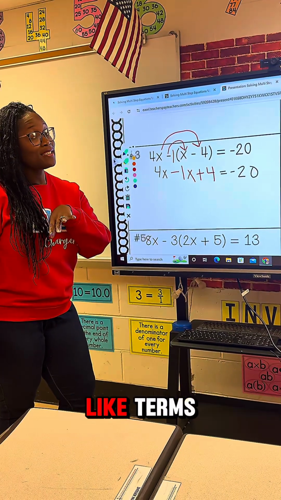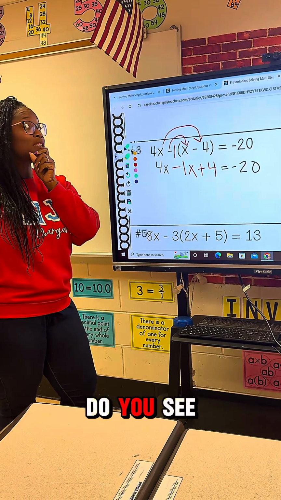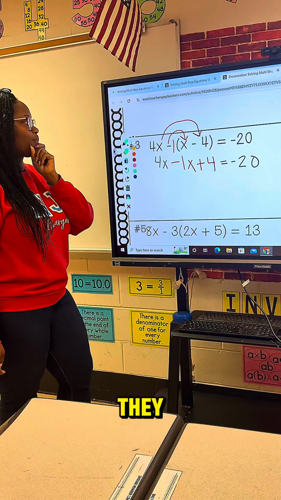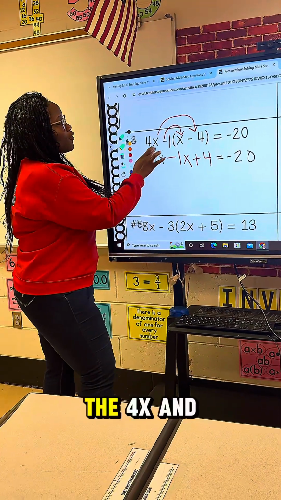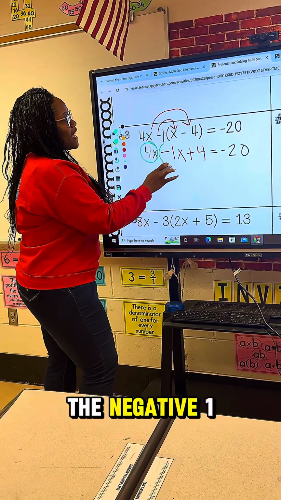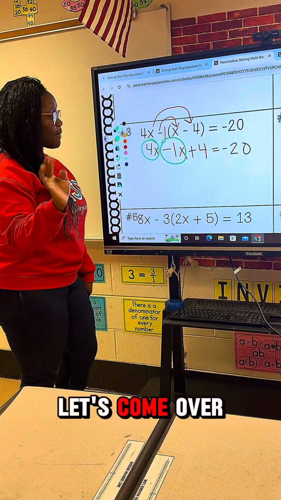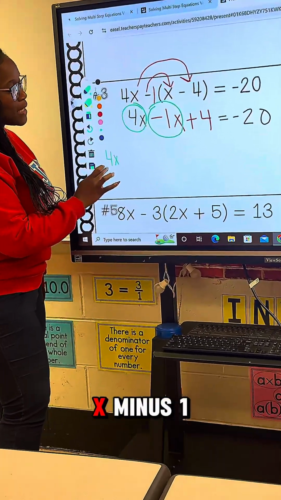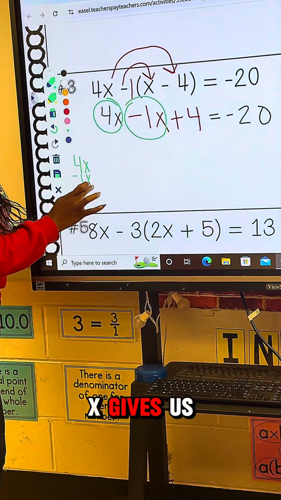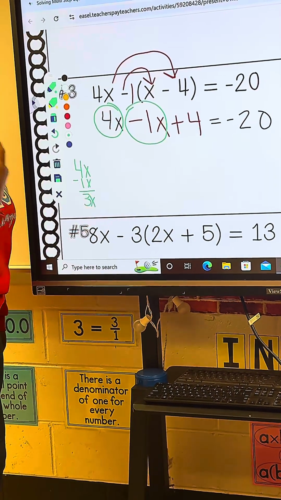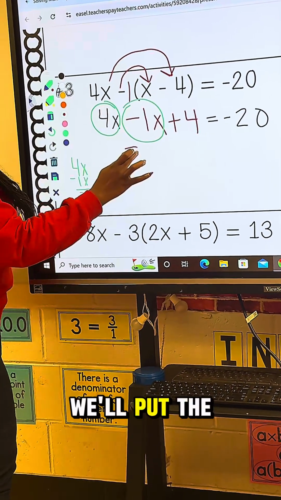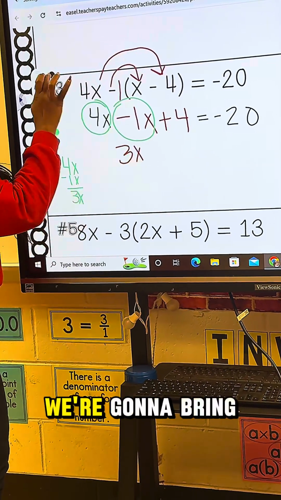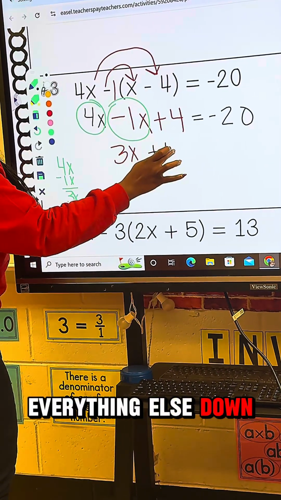We've got to combine like terms. I see some family members. Do you see them? Who are they? The 4x and the -1x. Let's come over here to the side. Zoom in. 4x minus 1x gives us what, y'all? 3x. So we'll put the 3x here. We're going to bring everything else down.